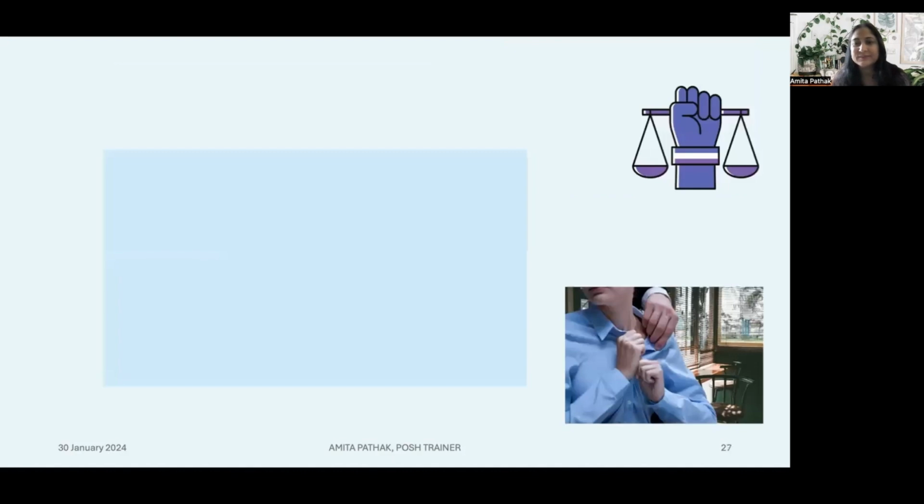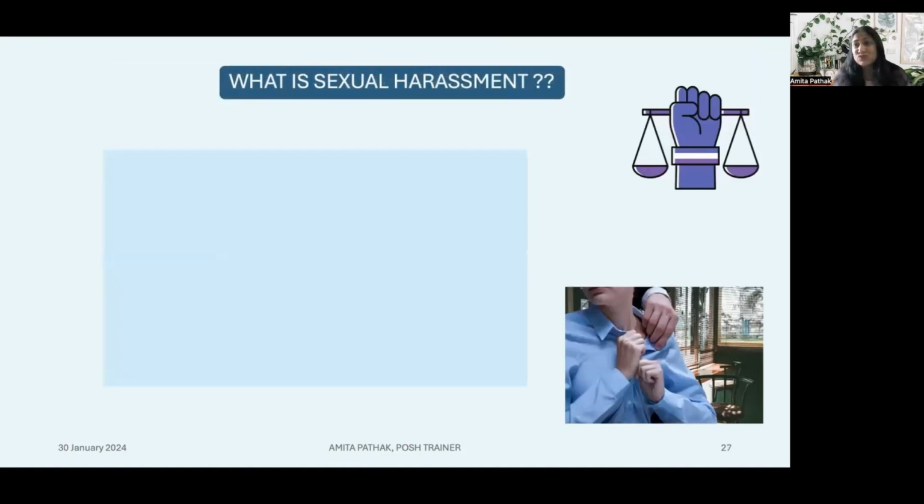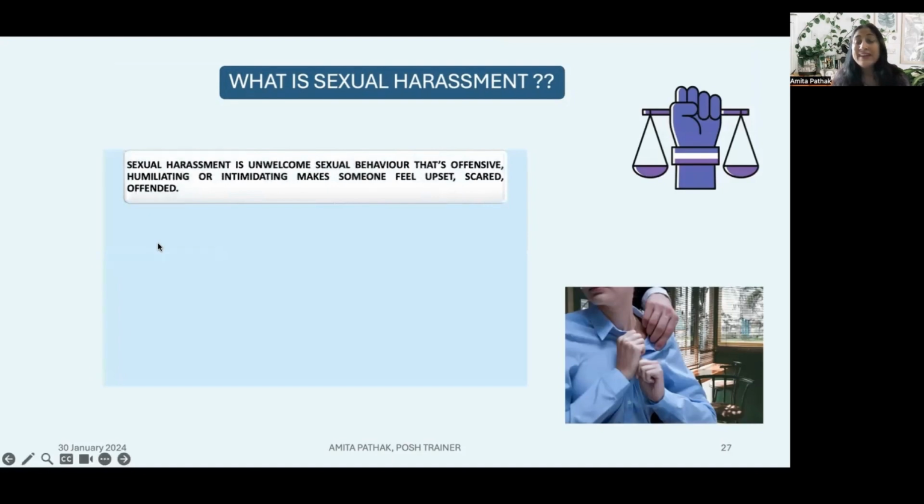Let us move ahead. What is sexual harassment? We are talking about sexual harassment, and we will cover the things in detail, but initially, let us see what sexual harassment is. It is unwelcome sexual behavior that is offensive, humiliating, intimidating, and makes someone feel upset, feared, scared, offended. This is unwelcome behavior of a sexual nature.